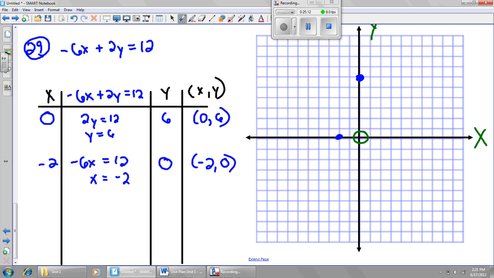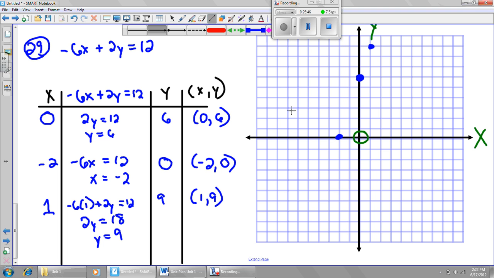Okay, now I need to pick one more x value. I think I'm going to pick 1, and I'll get negative 6 times 1 plus 2y, which will equal 12. Well, this is negative 6. If I add 6 to each side, I'll get 2y equals 18. So y will equal 9. Y is 9. (1, 9) is on my graph right there. All right. There you go. All 3 points hit the line. And I'll make it extend through my points.